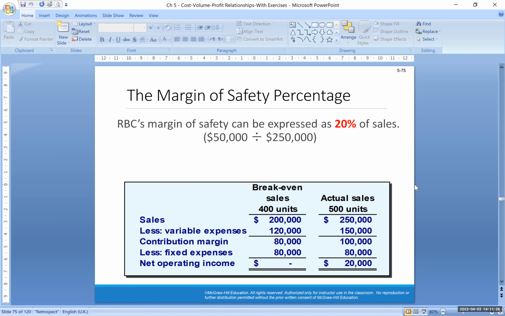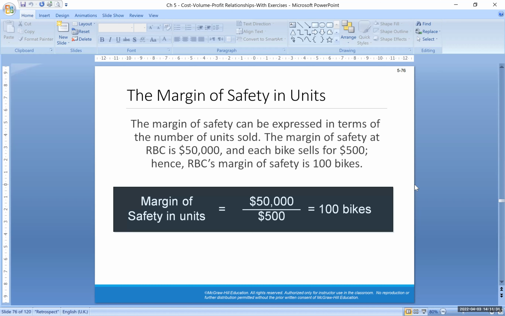If you go back to the example, the 500 actual sales units given, the 400 is calculated, then we can say the 100 is the margin of safety in units. If we have it as a margin of safety in dollars, divided by the price, this will give me the margin of safety in units. So margin of safety in units, for this case, will be 50,000 margin of safety divided by the price, and this will equal 100 bikes.